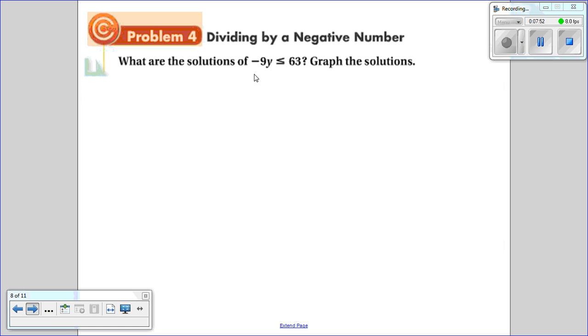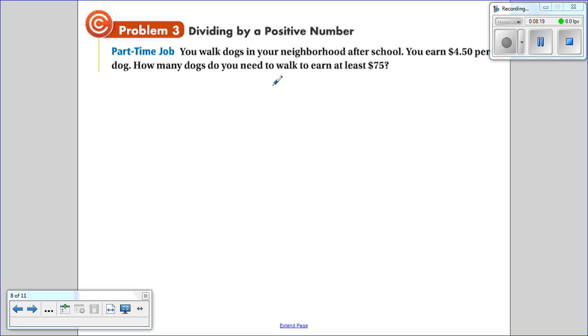Okay, we're going to hop over that and come back. So here we go. We have negative 9y less than or equal to 63. We would divide by negative 9. These cancel. We're just left with y. 63 divided by negative 9 is negative 7. And since we divided by negative 9, our sign will switch. So now we'll go back and we'll do this one real quick.